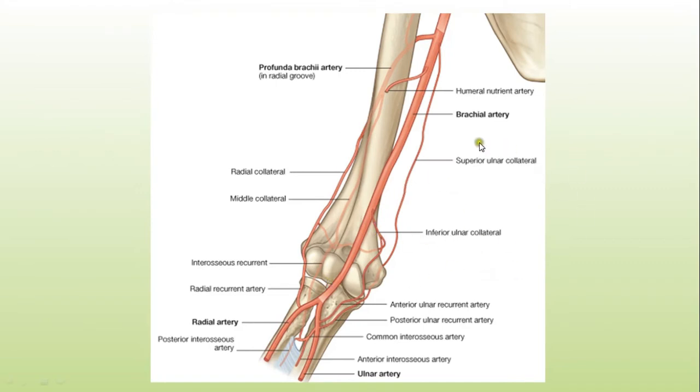You can again see in this figure the anastomosis formed at the elbow joint, and the contributing arteries are the superior ulnar collateral, inferior ulnar collateral, radial collateral, middle collateral, interosseous recurrent, radial recurrent artery, and anterior and posterior ulnar recurrent arteries. All of these arteries form a collateral circulation at the elbow joint.